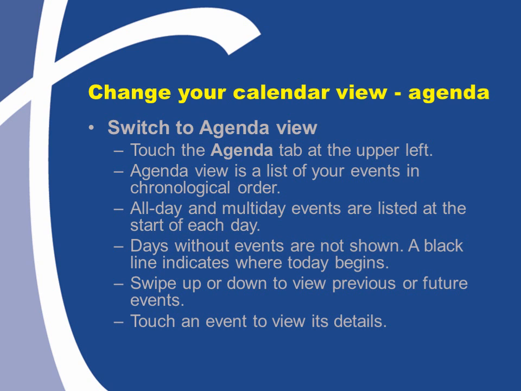The agenda view, if that's what you desire, you can go ahead and select that in the upper left hand side as well. But what agenda view is, it gives a list of your events in chronological order. And you need to know that all day and multiple day events are listed at the start of each day, and days without events are not shown. So if you don't have any appointments for Wednesday, Wednesday will not show up in this. It's not broken, it's just designed that way. It's going to show your events, not the days. And it'll also give you that same black line indicating where today begins. Swipe up or down to view previous or future events. If you want to look into the details of an event, again, all you have to do is touch the event to view its details.